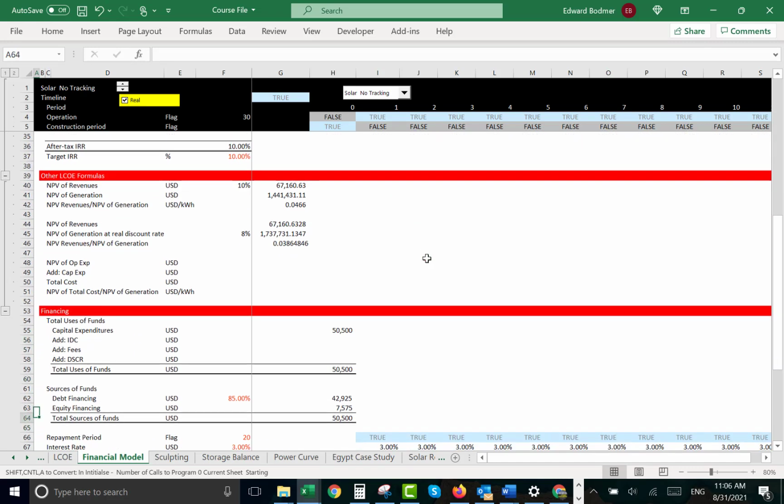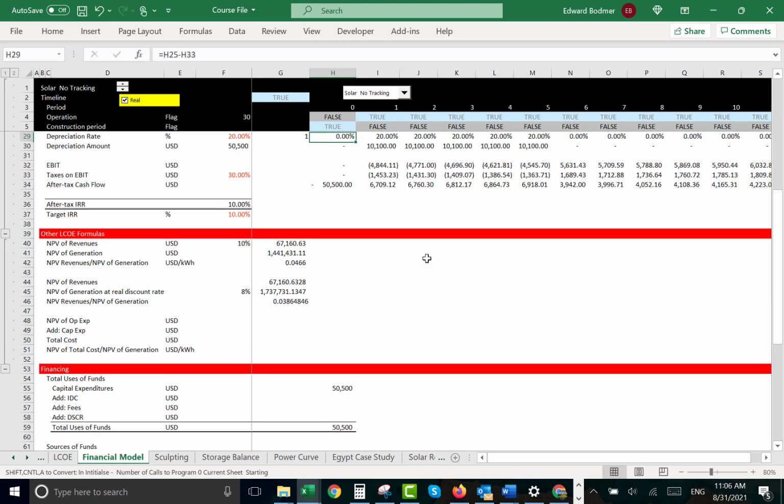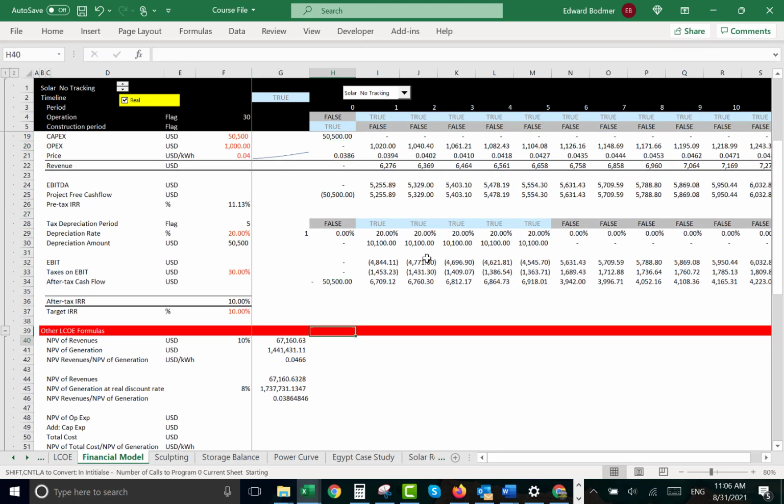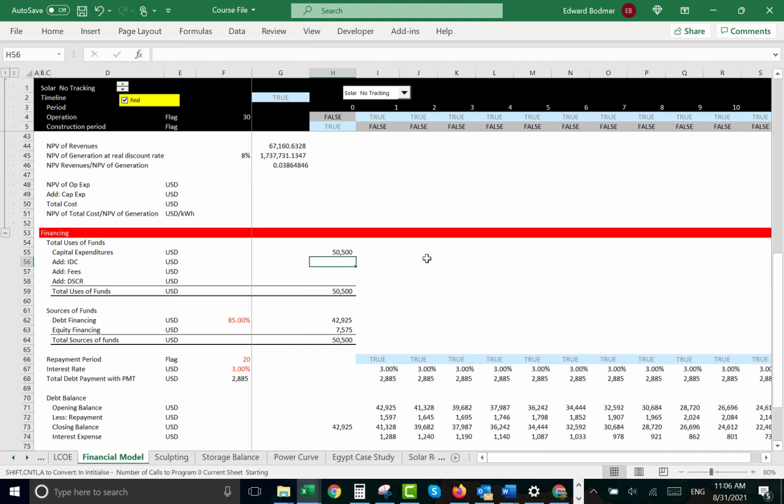Now, I guess I'm going to leave some of this. I forgot that I already had some of it in here. And what we have is we have already defined our capital expenditures. Now, I've gone through modeling so many thousands of times that I don't want to repeat myself. This IDC is almost as if we could put in that construction factor.